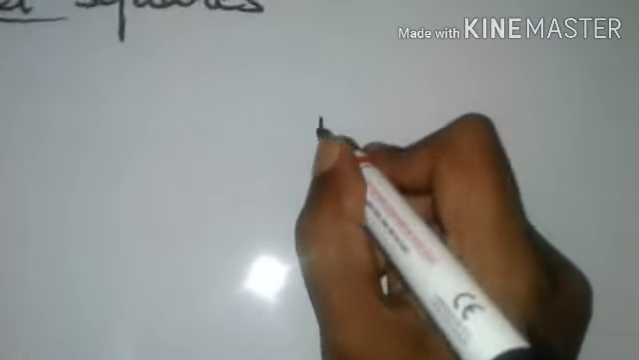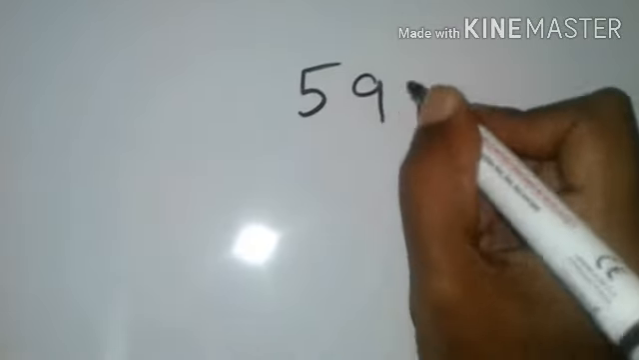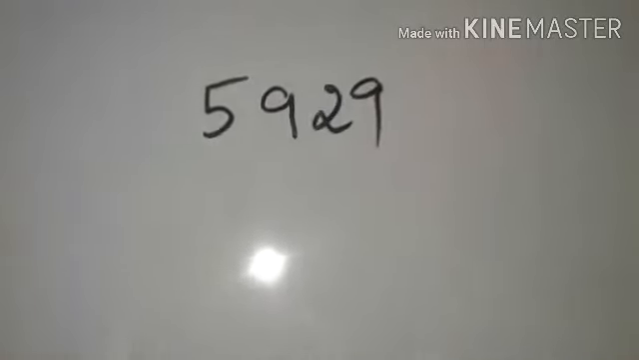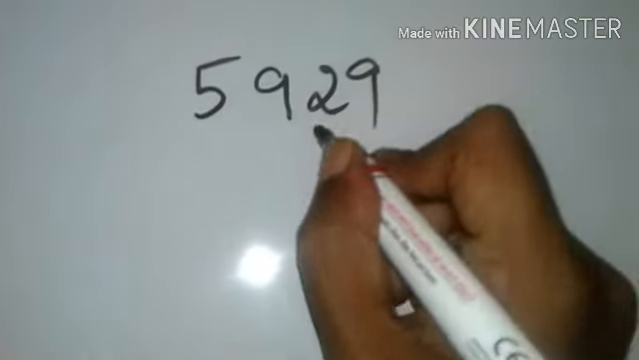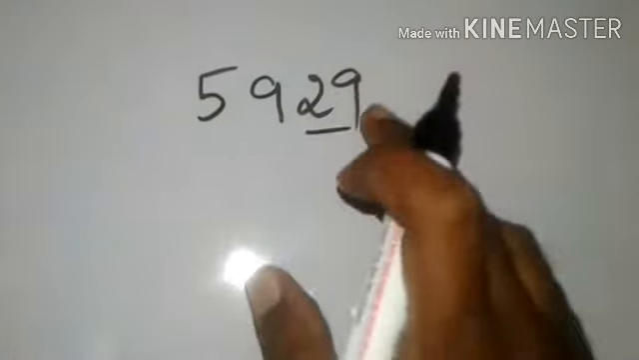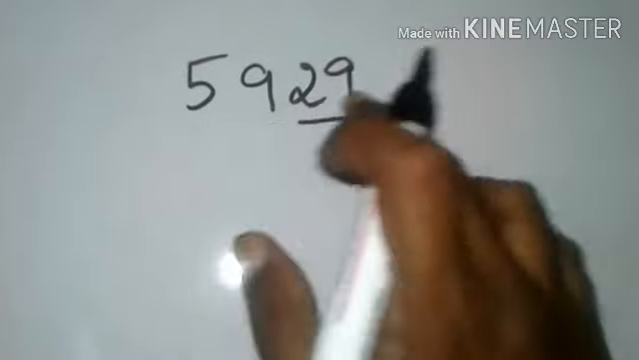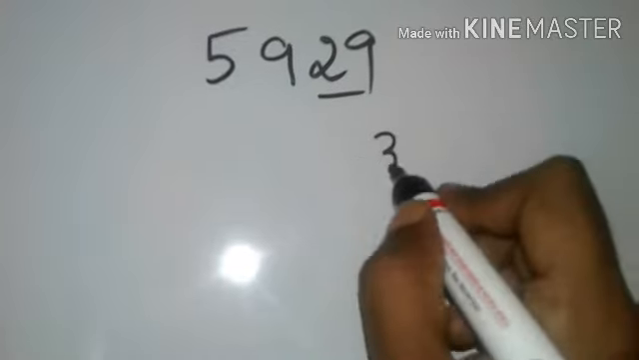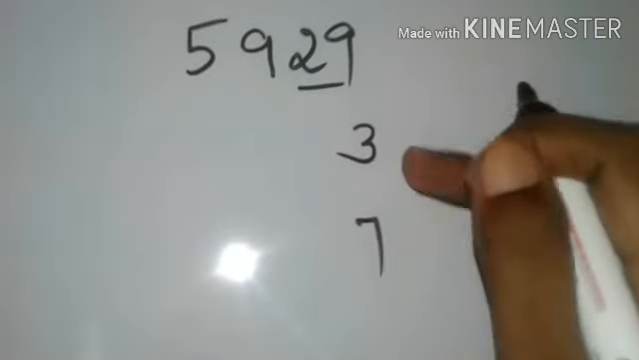Now let's extend this to a 4-digit number. For example, 5929 is a perfect square. So as I told you, underline the last 2 digits, 29. We first find out which are the numbers that are possible to be the square root of this. Since it ends with 9, 3 3s are 9 and 7 7s are 49. So 3 and 7 are the possibilities.